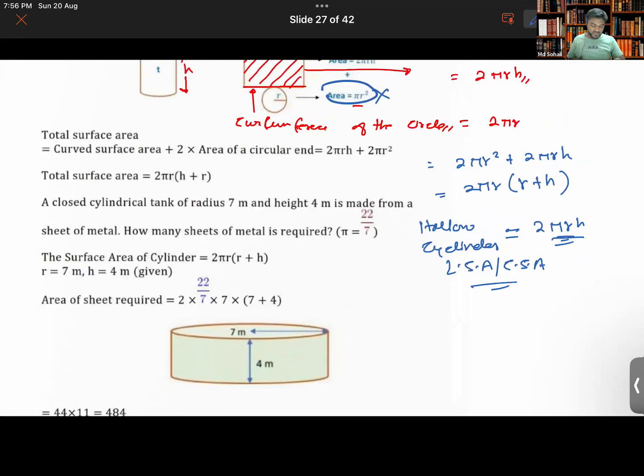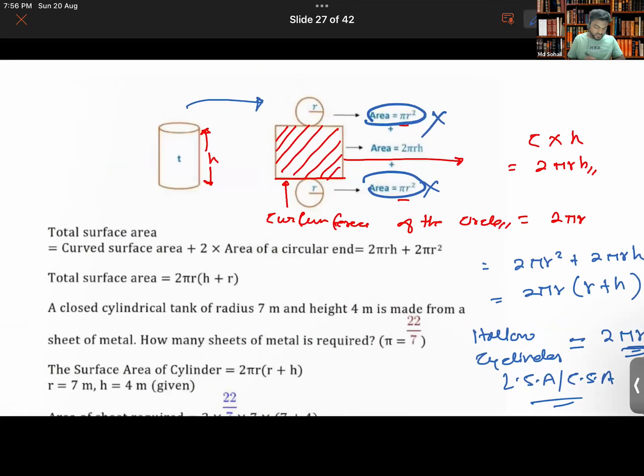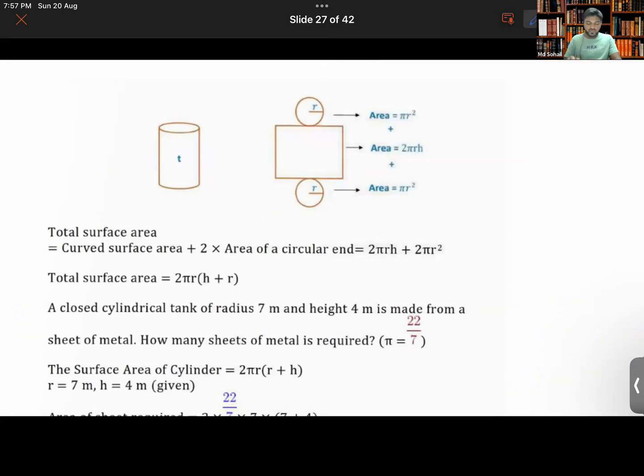Okay, now there's another question I've got for you guys. Read this question. Arham, read the question. A closed cylindrical tank of radius 7 meter and height 4 meter is made from a sheet of metal. How many square meters of metal sheet is required? You have to take pi as 22 upon 7. Okay, solve the question.